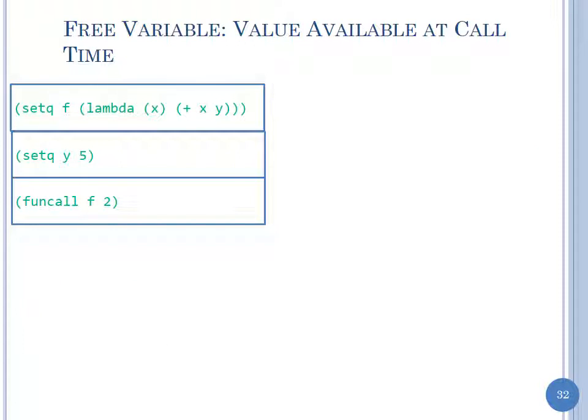What if I do this? I setq f to some lambda definition. At this point, y is not assigned any value. Now I go and assign y to 5, and then I call funcall f2. What do you think will happen, and what do you think should happen according to your intuition?